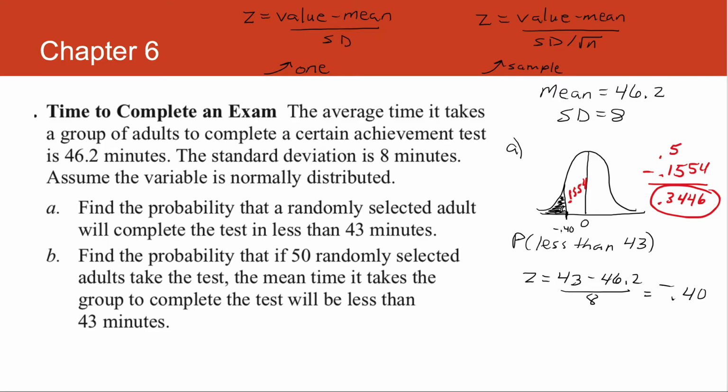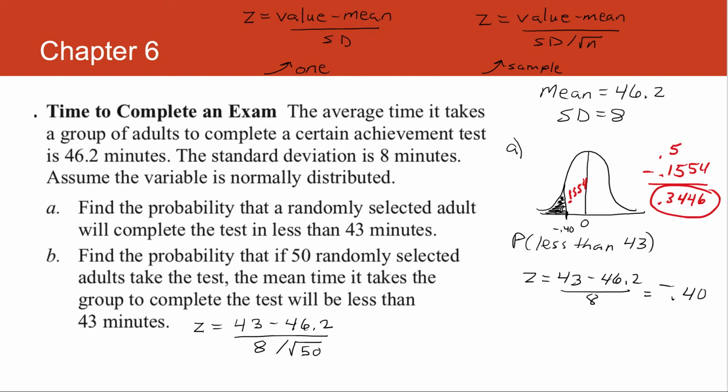Part B is going to be the same situation. The only difference is that we're going to be using the other formula. All right, so now we have a group of people and we want them to be less than 43 minutes. So I'm going to plug into my formula for a sample. So 43 is what I want to convert. My mean is still 46.2. We still have a standard deviation of 8, but now we have a sample size of 50 randomly selected people.